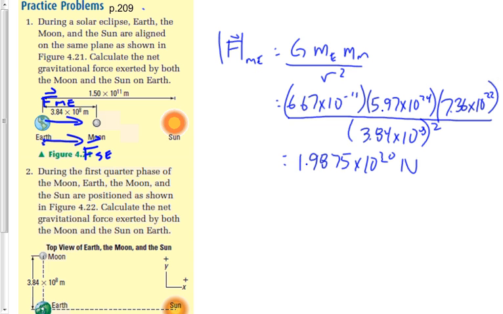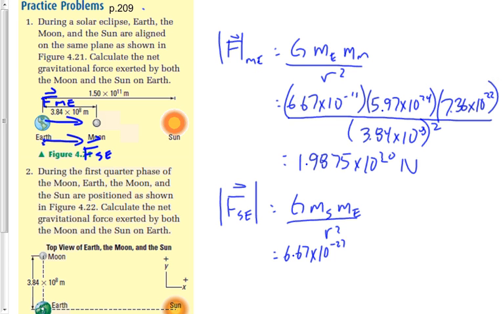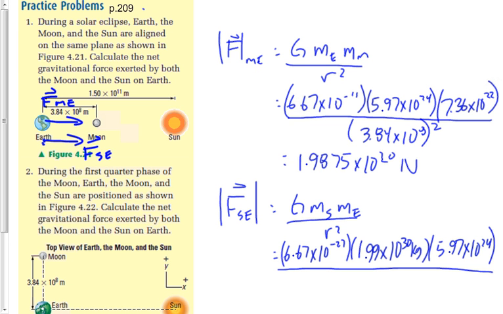Let's calculate the force of the sun on the Earth now. FSE is G times MS ME over R squared. The mass of the sun, I think, is 1.99 times 10 to the 30. Is that right, Brennan? The mass of the Earth is 5.97 times 10 to the 24. And then we divide that by the distance squared, 1.50 times 10 to the 11.